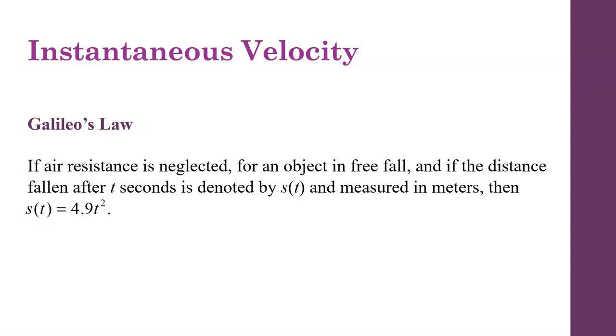Galileo's law says that if air resistance is neglected for an object in free fall, and if the distance that the object falls after t seconds is denoted by s of t and measured in meters, then we can find that distance using the formula s of t equals 4.9 t squared. The 4.9 accounts for the gravitational pull of the Earth. And once again, we assume there is no resistance due to air.